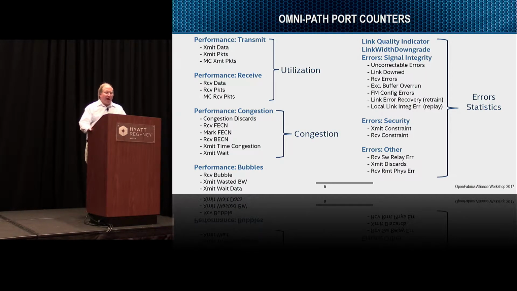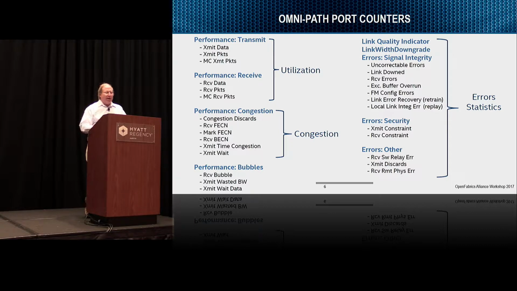These are the fundamental categories of counters and lists most of them. The ones on the left tend to be available per virtual lane as well as per port. The ones on the right are really more relevant only at the port level, so that's where they're available. But if you look at these from a high-level perspective, we've got the traditional utilization information about bandwidth and packet rates. We've got a lot of congestion information that lets us better analyze congestion in the fabric.